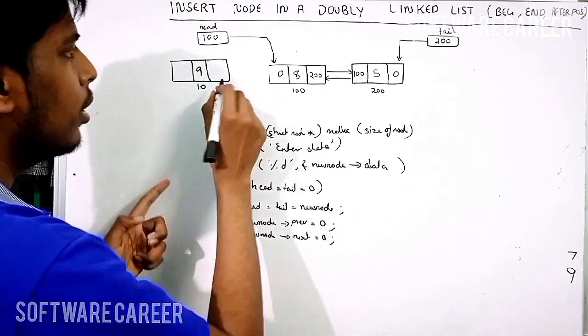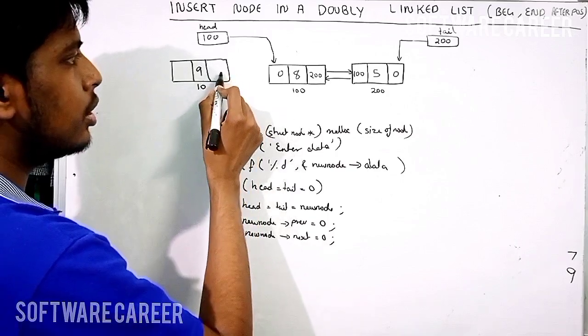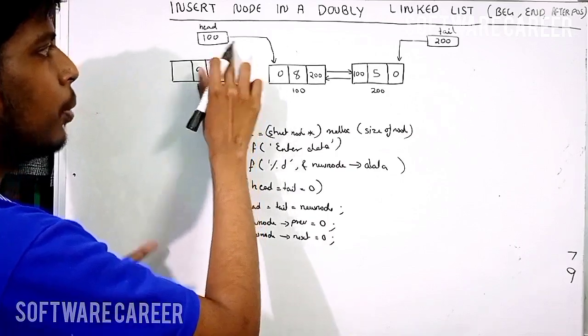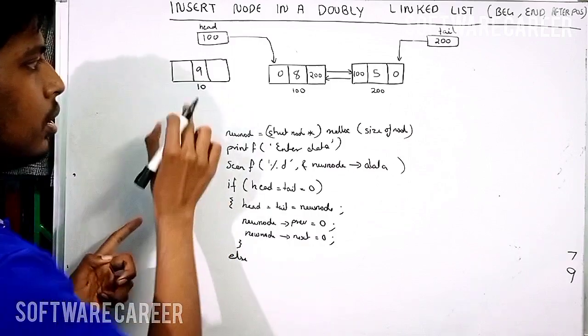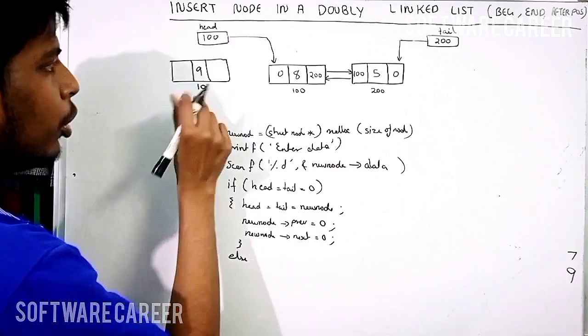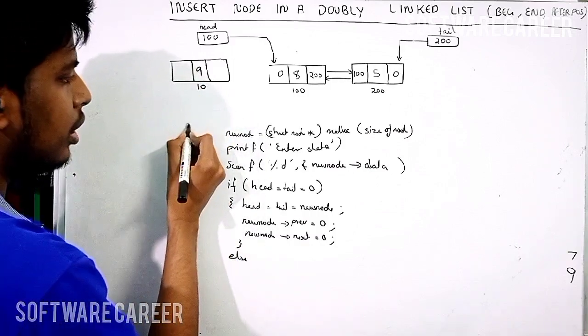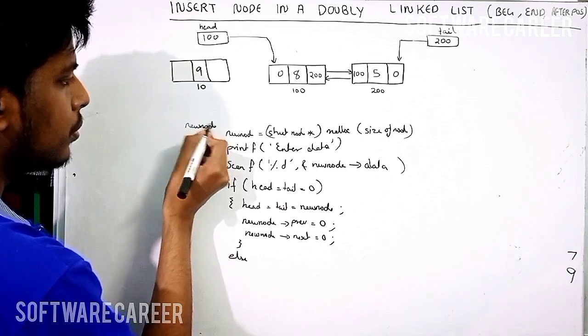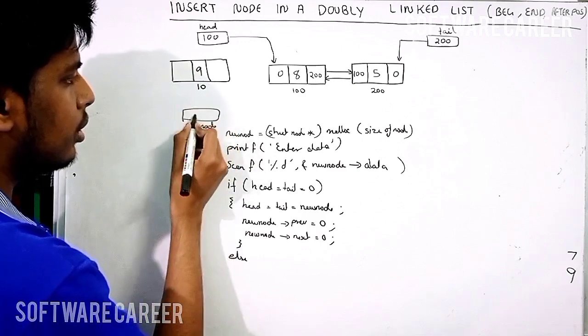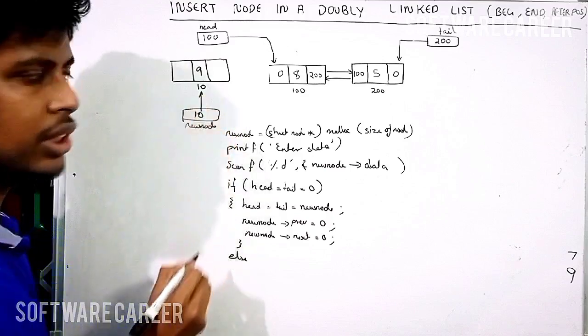Now see what to do. Now this is the next point. This head pointer should point towards this node. Now you want to have a pointer to access this node. So I am creating a pointer called new node, and this pointer stores the address 10. So this pointer points towards this node.